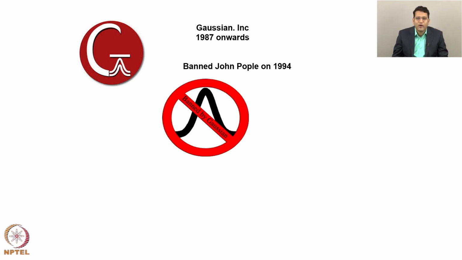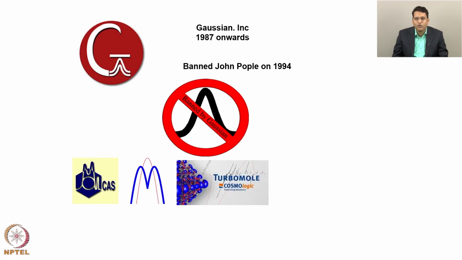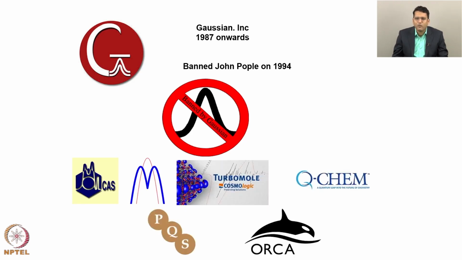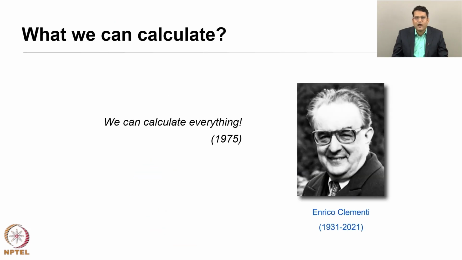If you want to learn more about it, you can search for it on the internet, but these days various quantum chemistry software packages are available, starting from MOLCAS, MOLPRO, TURBOMOLE, QChem, PQS, Orca. There are many more. I have just mentioned very few, and we are going to use the program package Orca for this course. Now, what can we calculate using this package?